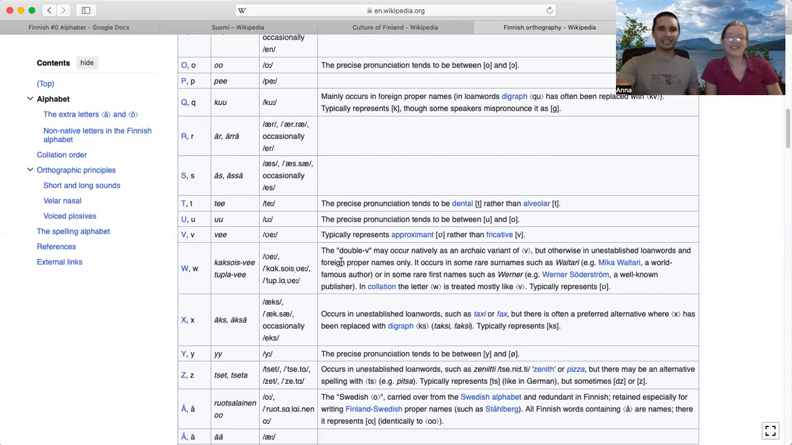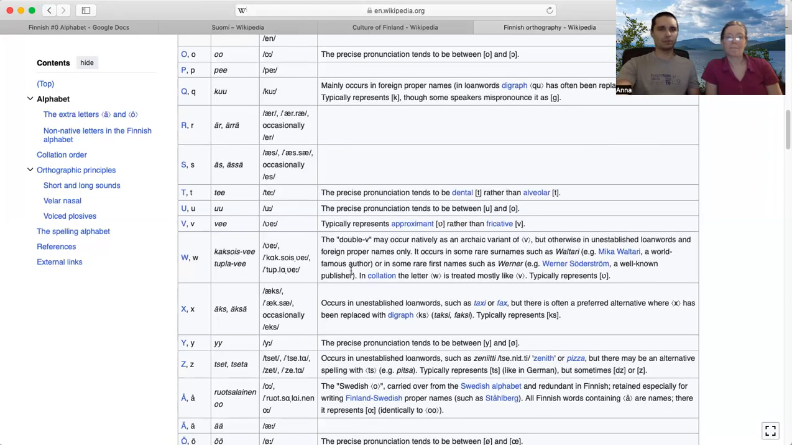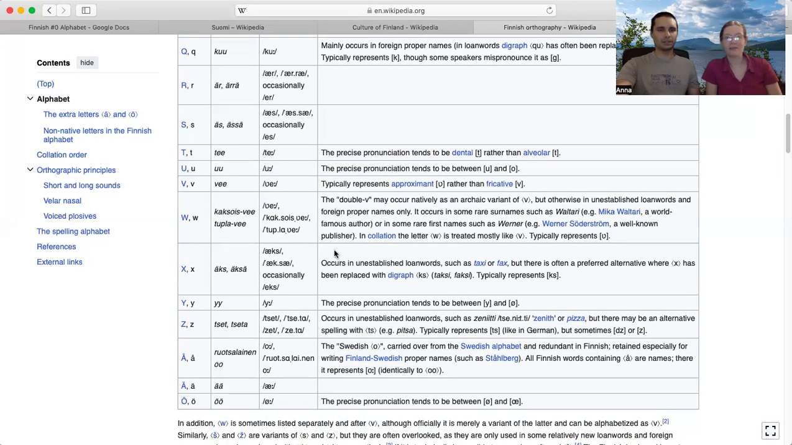T, D. Yeah, so as we've mentioned, no aspiration here, it's just like t. U. Nothing special.